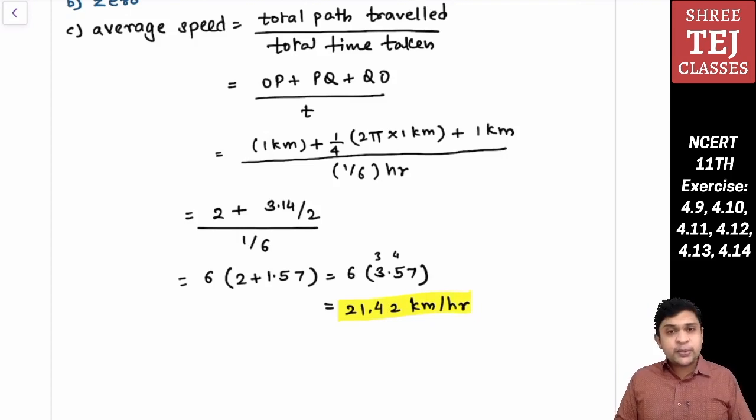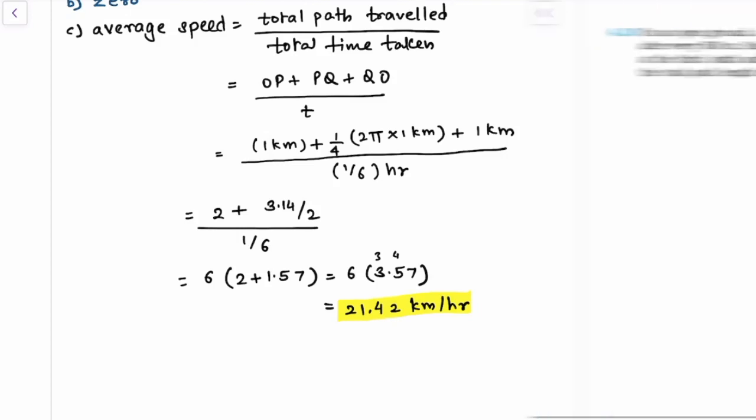So net displacement was 0 because initial and final positions were one and the same. Because there was no displacement, average velocity was 0, but average speed was not 0, because average speed is total path traveled divided by total time taken. Okay, so let us move to the next question.